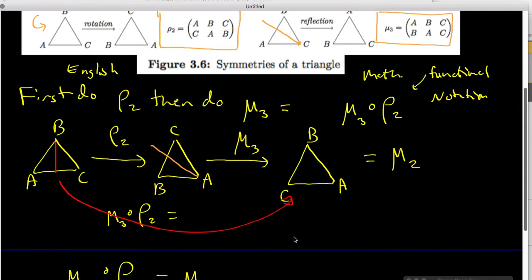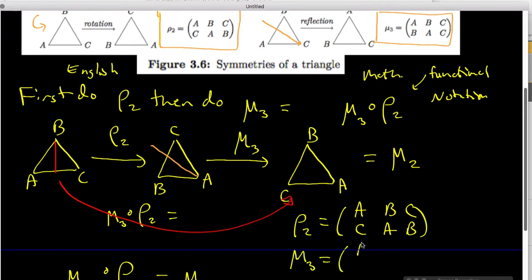So row 2 is top row ABC, bottom row CAB. And mu 3 is top row ABC, bottom row BAC.